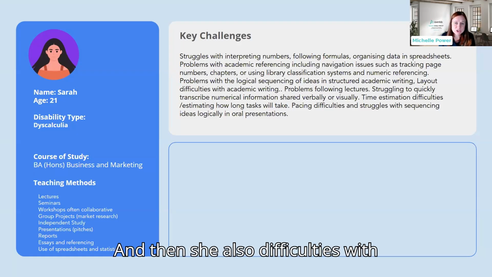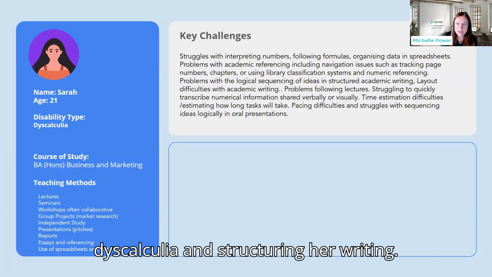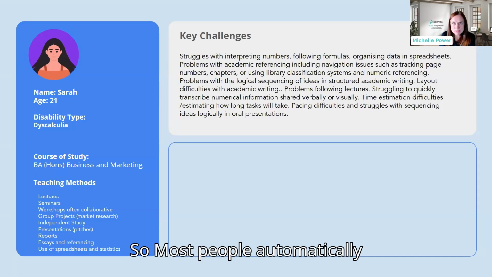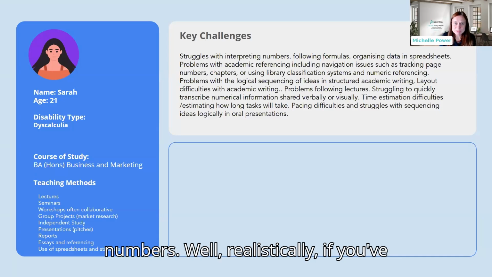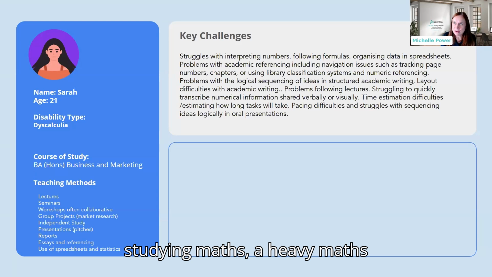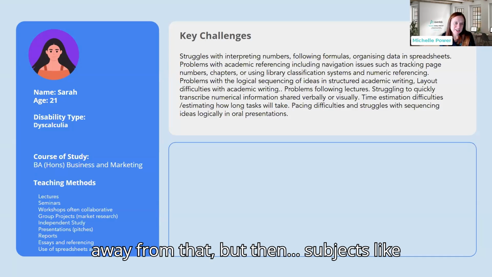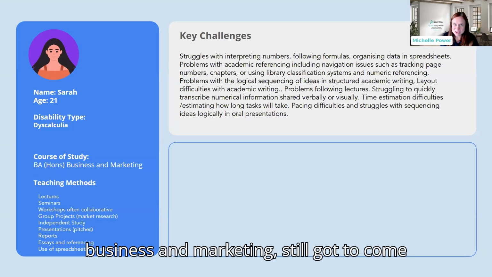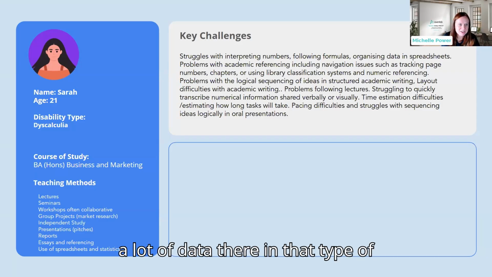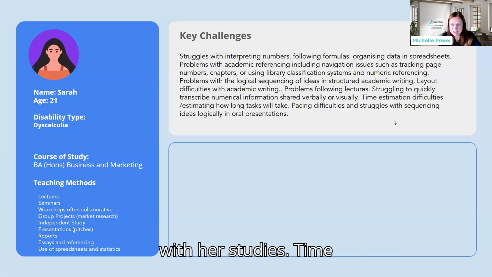And then she also has difficulties with sequencing, like I was mentioning, with dyscalculia, and structuring her writing. Most people automatically think, oh, dyscalculia, that's just about numbers. Well, realistically, if you've got dyscalculia, you're not going to be studying a heavy maths course, are you? You're going to steer away from that. But subjects like business and marketing still come across numbers in different ways. A lot of data in that type of course. So she does need a bit of help with her studies.